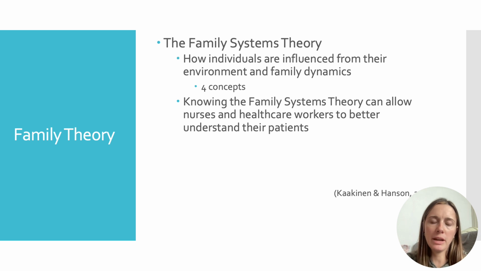So the first one is the family theory. The one that I decided to do is called the family systems theory. It's basically how individuals are influenced from their environment and family dynamics. There are 4 different concepts within the family systems theory. The first one is that everyone is connected. So if one person is affected, everybody else in the family is affected as well.